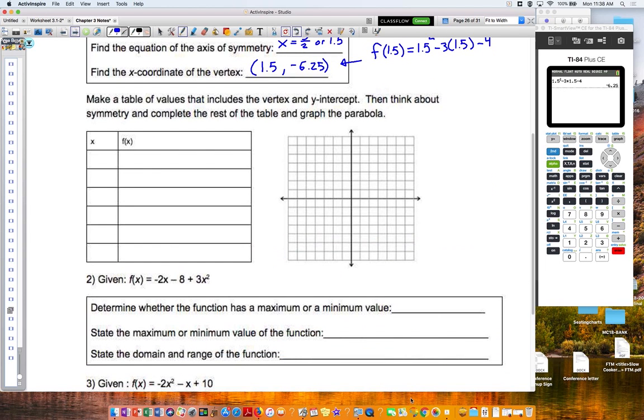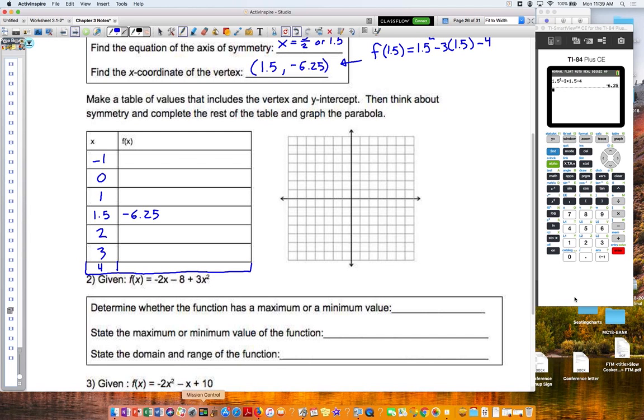So I'm going to put that in the middle part of my table. I apologize, I think most of you know that I've added an extra piece here. I'm going to put that right in the middle, 1.5, negative 6.25. To get other points, on the other side of 1.5 would be 1, 0, negative 1, and on this side 2, 3, 4.